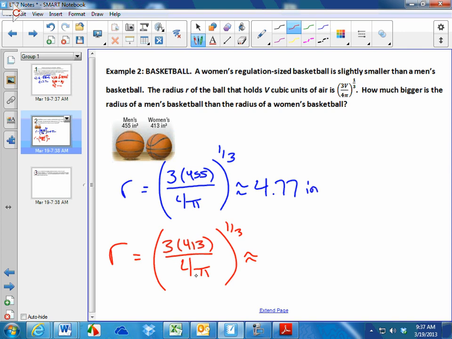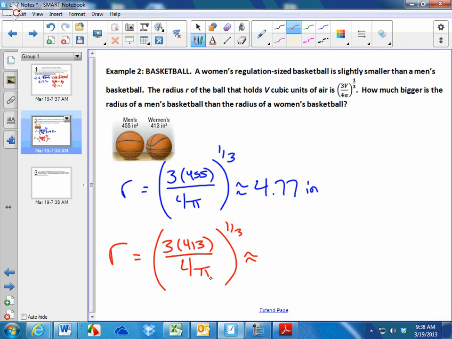Make sure you're using another set of parentheses around that 4 pi if you're going to try to type it all in at once. It'll be close to the same answer. So if you don't get something close to 4 or 5, check what you've typed in. I'm getting 4.62. 4.62? Okay. We'll go back off screen.